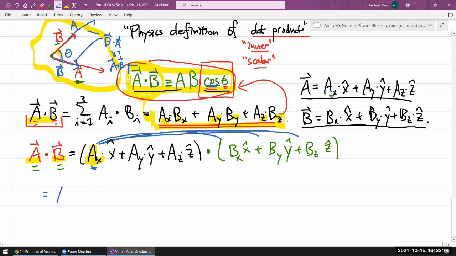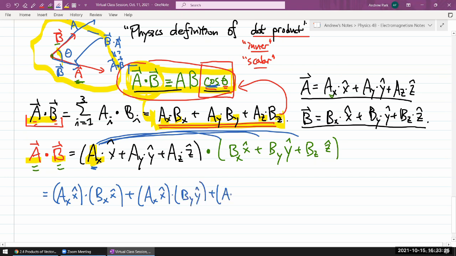So I have Ax x hat times Bx x hat, plus Ax x hat times By y hat, plus Ax x hat times Bz z hat. I confuse myself with these components. I'm just sticking with the x axis.